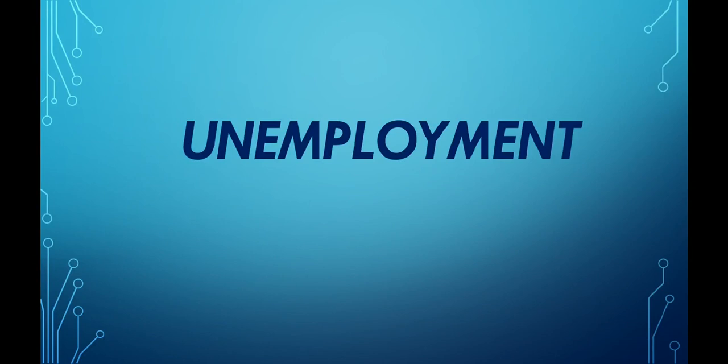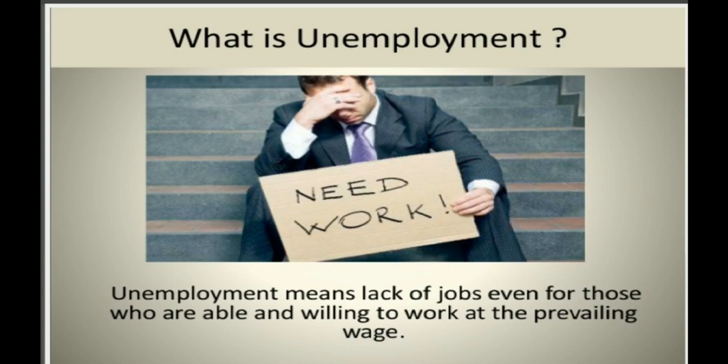Today's topic is unemployment. What is unemployment? Unemployment occurs when a person who is actively searching for employment is unable to find work. Economists define an unemployed person as one who is not able to get employment of even 1 hour in half a day. Simply, unemployment means lack of jobs, even for those who are able and willing to work at the prevailing wage.